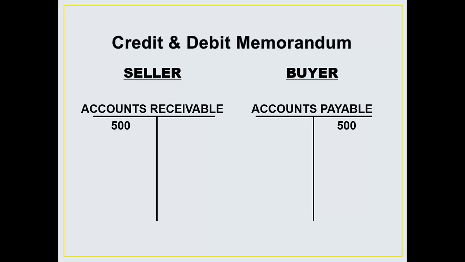For the seller, if they have an accounts receivable of $500, then there will be a buyer somewhere who also has an accounts payable of $500. You're going to have that even balance, not only within your debits and credits, but between yourself and your customer.